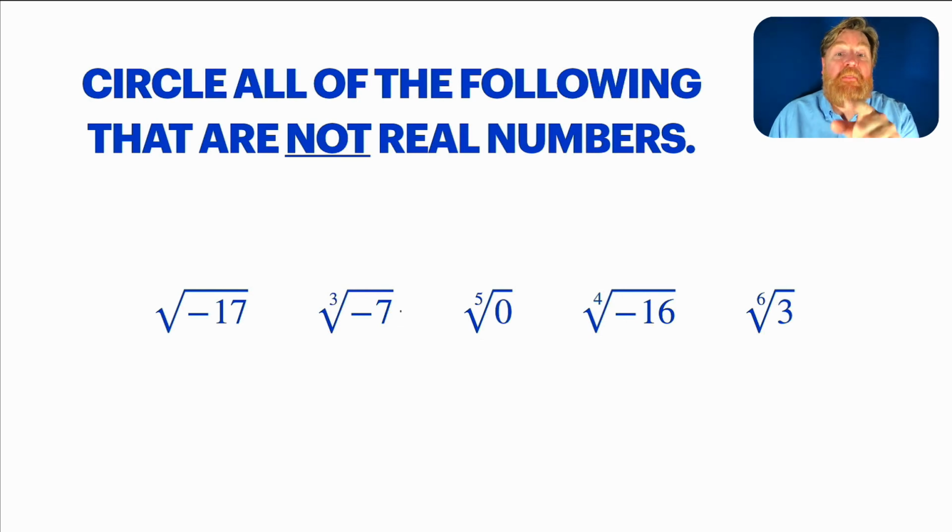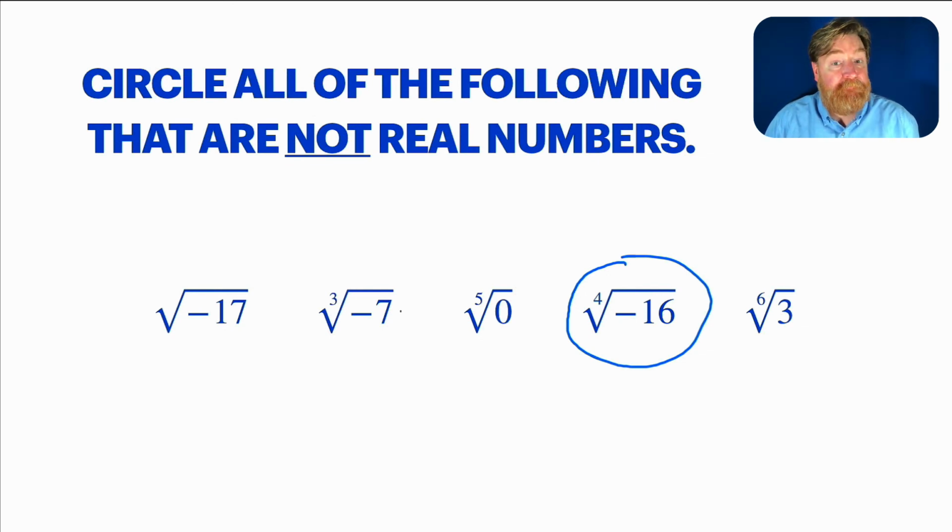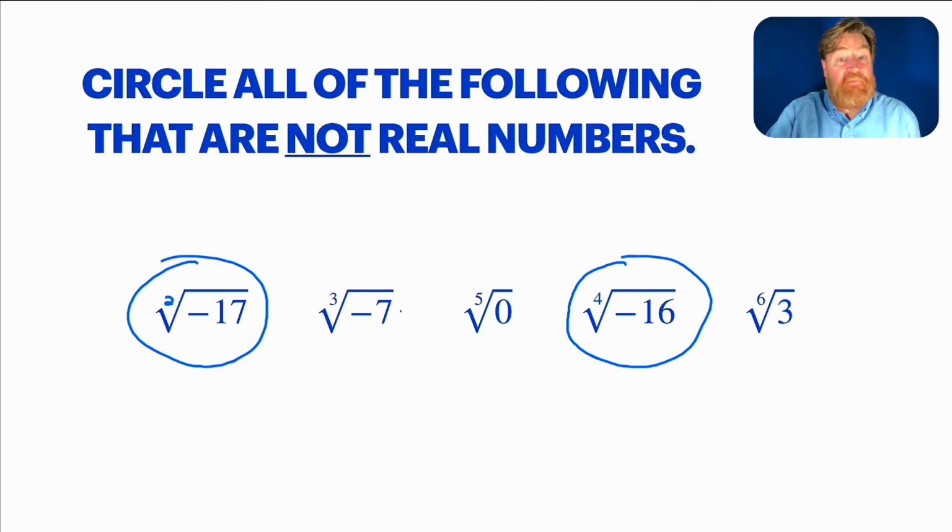Good. The 4th root of -16, 4 is an even number, so that's an even root with a negative number inside. That is not a real number. That would be a problem for us. Any other ones? Yep, square root of negative 17. Remember, there's that little 2, so it is an even root. The square root is an even root. That's not a real number either. The other guys, they're fine. They're all good. Odd roots, you never have to worry about.